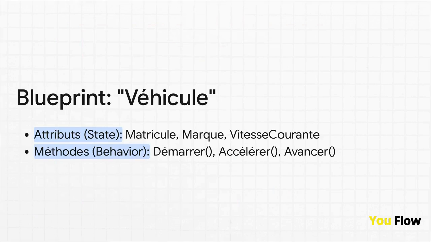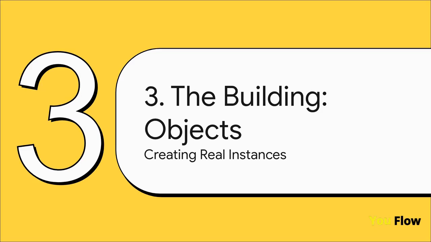For instance, here's a blueprint for a vehicle. The class would define its attributes, that's its state, the stuff about it, like its license plate or its speed. And it would define its methods, that's its behavior, the things it can do, like start the engine or accelerate. The really cool part here is how this separates the idea of a vehicle from any actual car on the street. Which brings us perfectly to Section 3, the building.